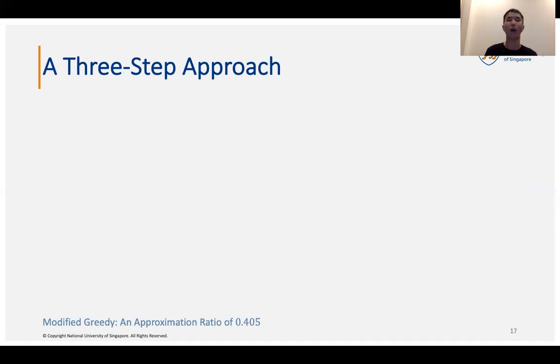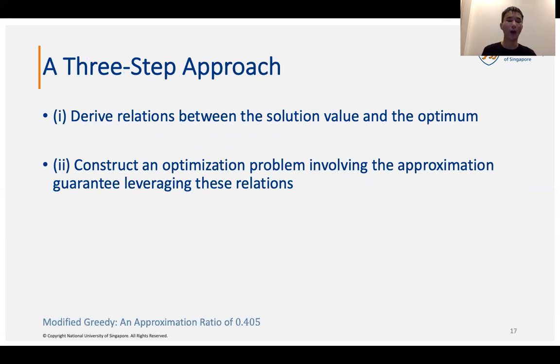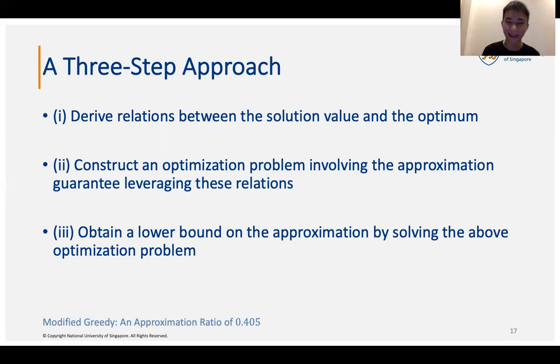And here is our high-level analysis approach. We first derive some relations between the solution value and the optimal. Then, based on these relations, we construct an optimization problem involving the approximation guarantee. After that, we can obtain a lower bound on the approximation by solving this problem. So this is our key idea. The key challenge is, how can we construct the relations between the solution value and the optimal?